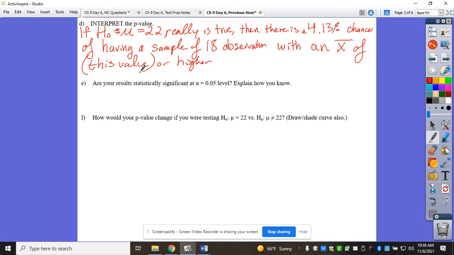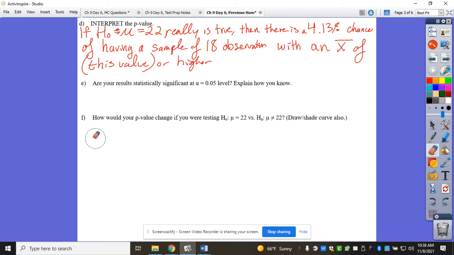Because 22 is not your X bar, 22 is your mu. And if 22 is your X bar, then your test statistic value would be 0. Because 22 minus 22. If this were 22 and this were 22, then my test statistic value would be 0. Couldn't we just do it with the mu of 22 instead of X bar? No, because the interpretation is getting this value or higher, like your statistic value.